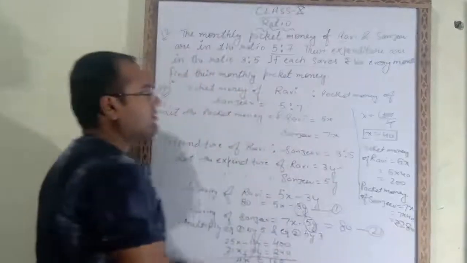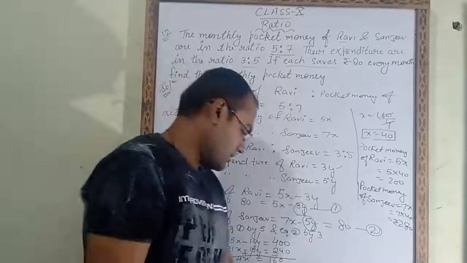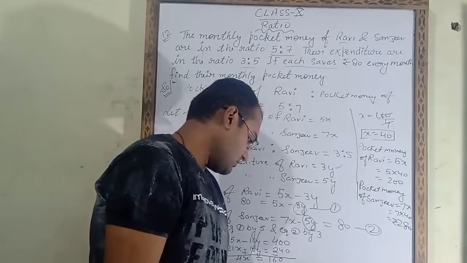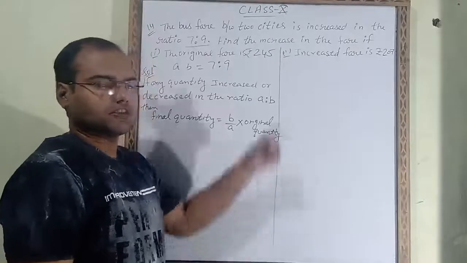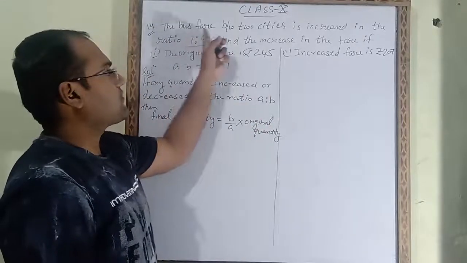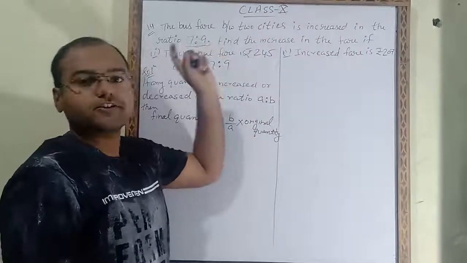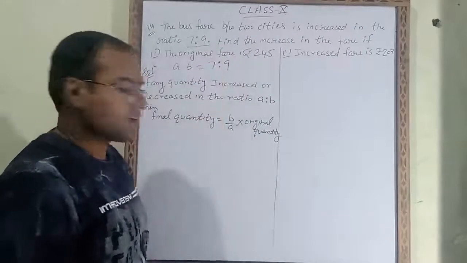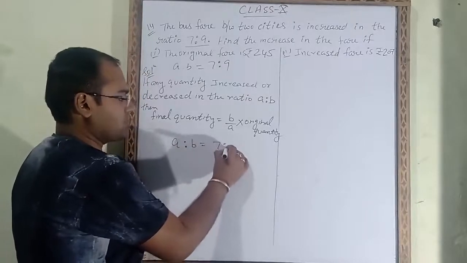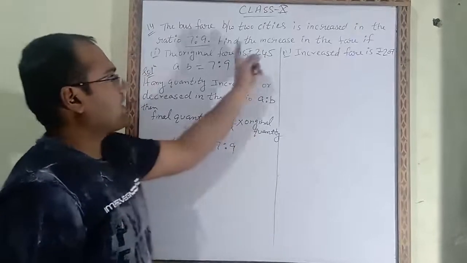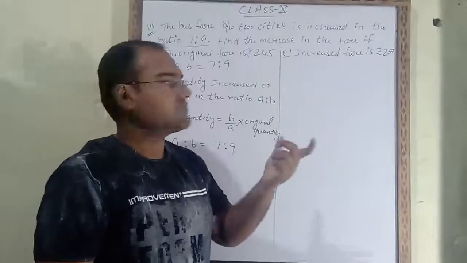So like this you have to do question number 12. Now see question number 14. Come to question number 14. The bus fare between two cities is increased in the ratio 7:9. Ratio is given, we will say that this is A ratio B, 7:9. Find the increase in the fare. We have to find how much fare is increased.